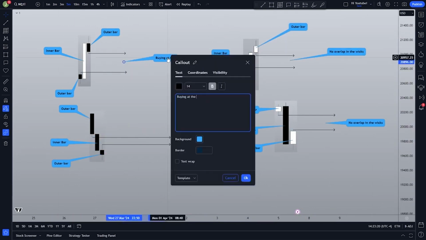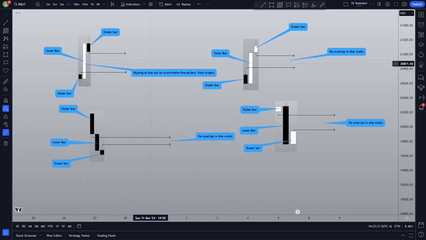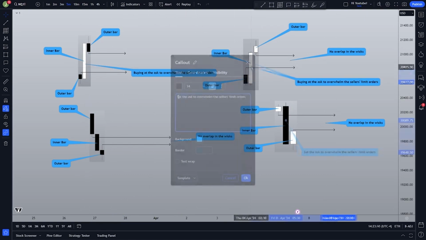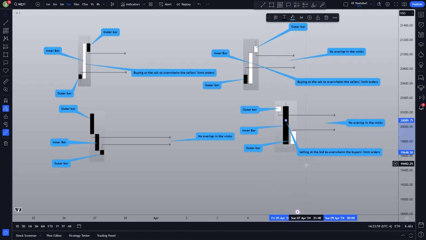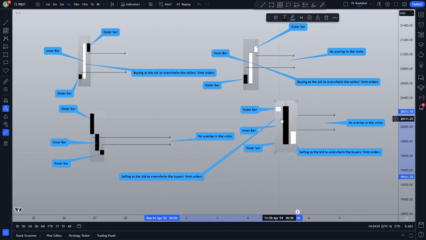In this case, the buyers overwhelmed the sellers and we had a bullish imbalance. The buyers overwhelmed the sellers by pushing so much volume at the ask price that price rapidly goes up before sellers can adjust their limit orders. In this case, the sellers overwhelmed the buyers and we had a bearish imbalance. The sellers overwhelmed the buyers by pushing so much volume at the bid price that price rapidly goes down before buyers can adjust their limit orders.